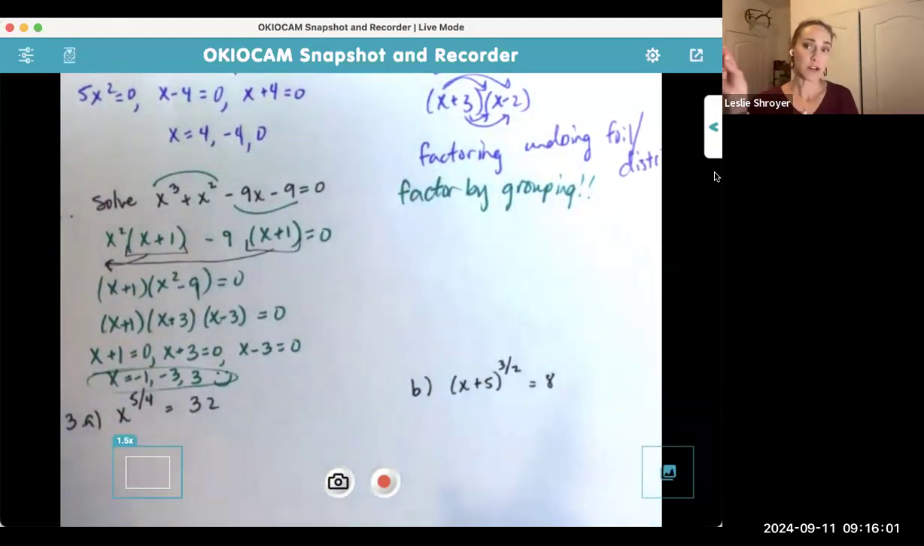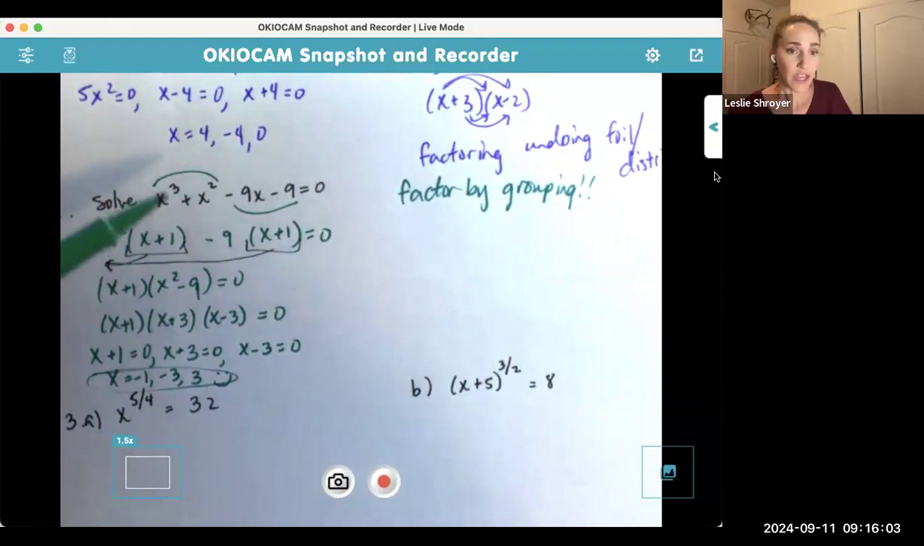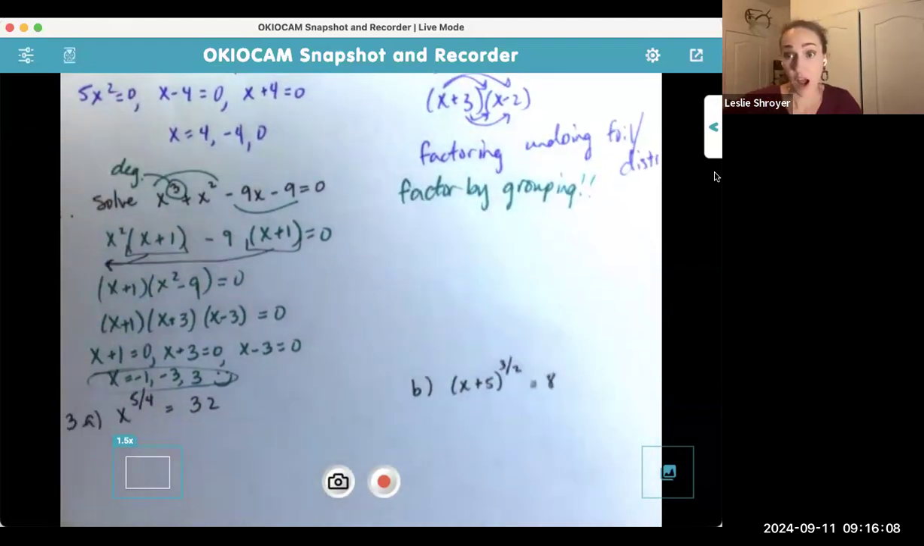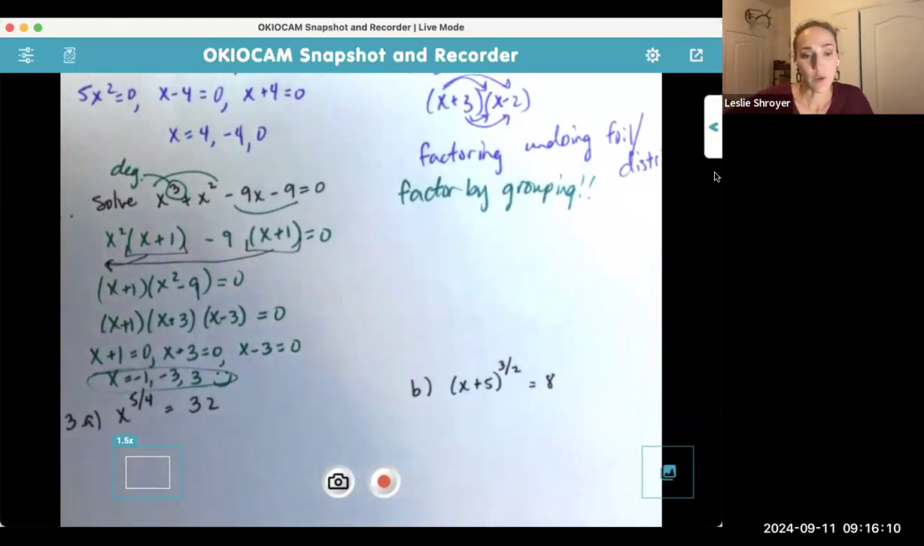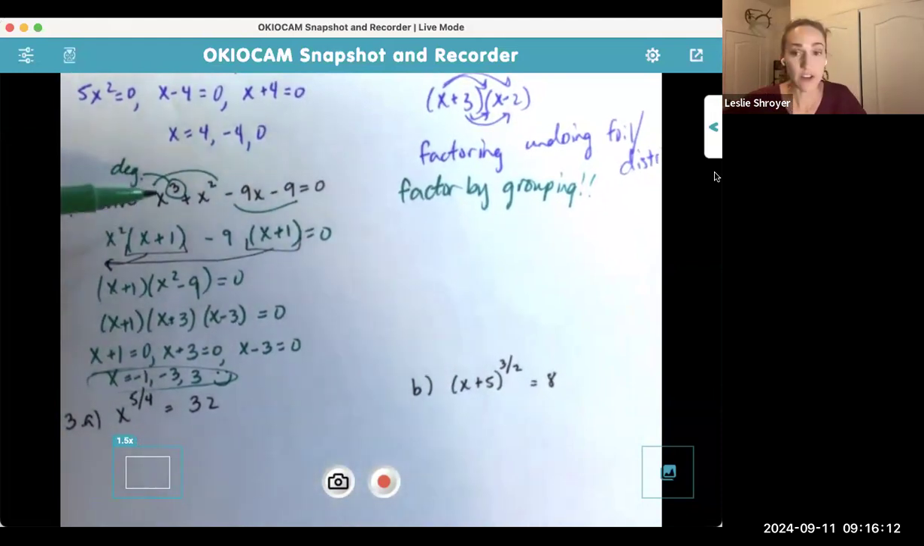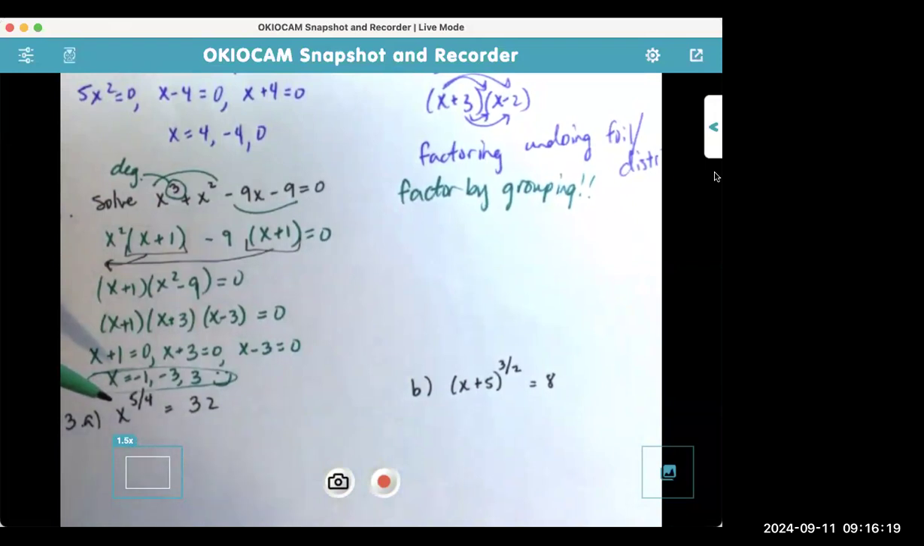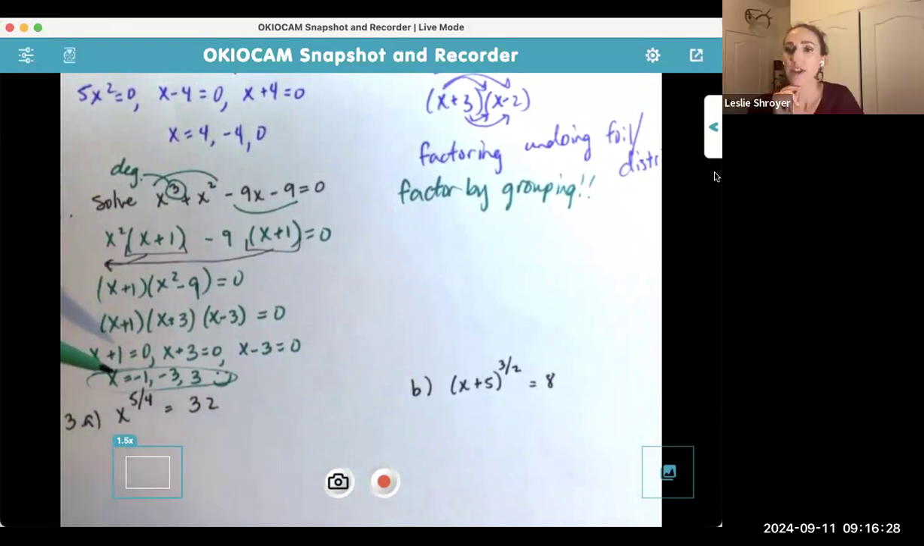I want you to make note because we're going to talk about this later on in the semester. The highest exponent is what we call the degree. Hot tip. Notice the degree is 3, and how many solutions did we get? 3. Do we need to write out each of those 3 equations, or can we just do plus or minus 3? You can do plus or minus 3. That's fine. So we have degree 3 and we have 3 solutions.